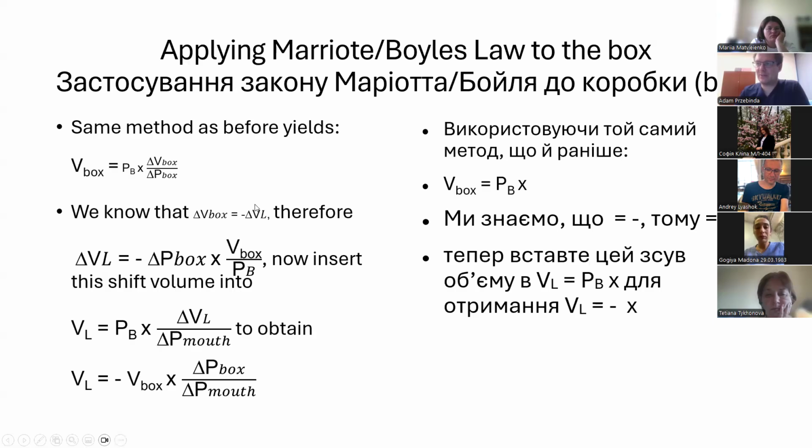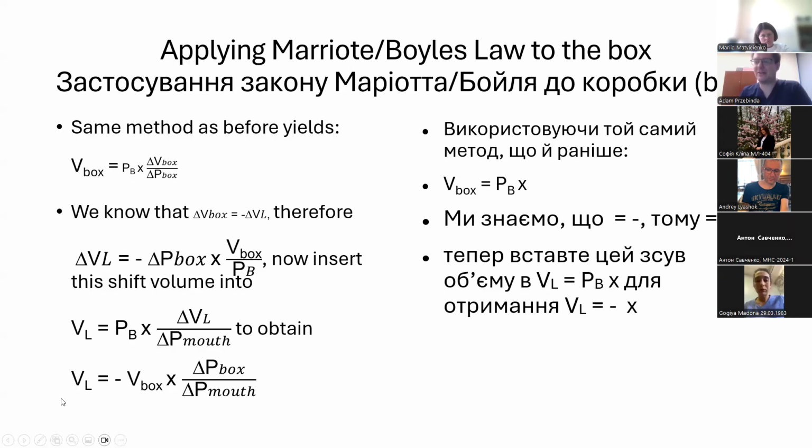So if we substitute this change in volume of the lung into this volume of the box, then we can insert this back in and obtain that the volume of the lung is equal to the barometric pressure multiplied by the change in volume of the lung divided by the change in pressure of the mouth. So if I substitute this into here, then we get the final relationship, which is the volume of the lung is equal to the volume of the box multiplied by the change in pressure of the box divided by the change in pressure at the mouth. And this is kind of cool.